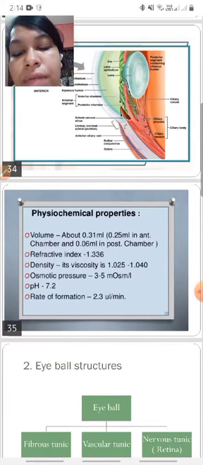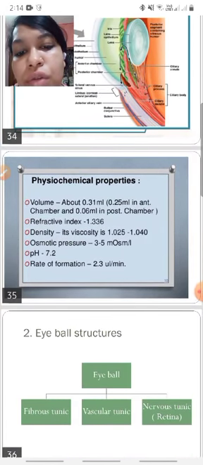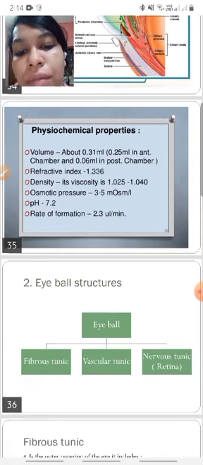Now the aqueous, you have to know certain points about the aqueous, like the volume. So about 0.31 ml of aqueous is present in the eye, of which 0.25 ml is situated in the anterior chamber and 0.06 ml is situated in the posterior chamber. It has a refractive index of 1.336, osmotic pressure of 3 to 5 milliosmol per liter, pH of 7.2, and the rate of formation is also asked in exams. It is 2.3 microliters per minute.